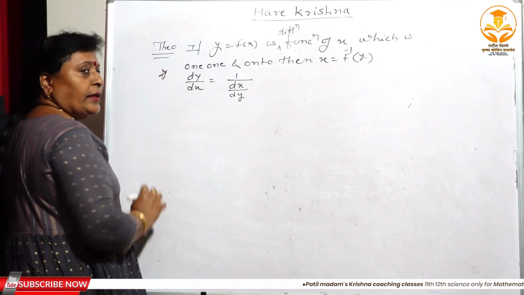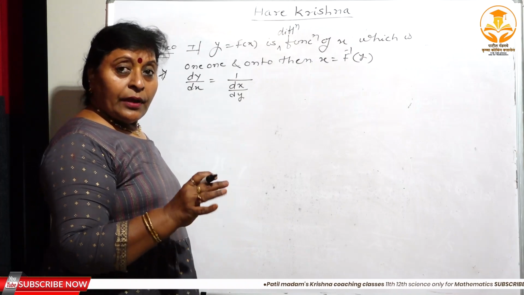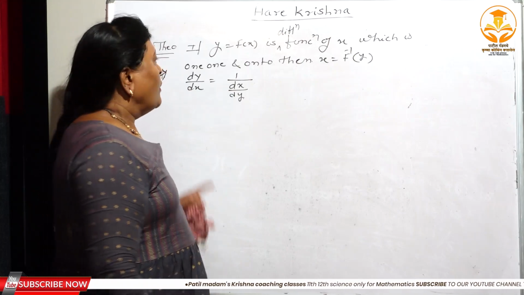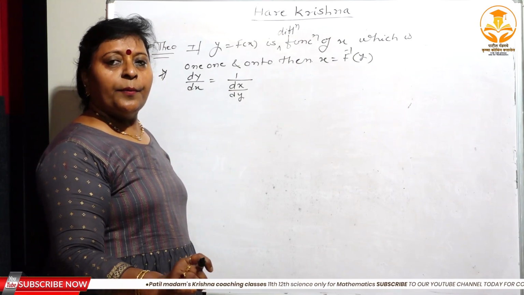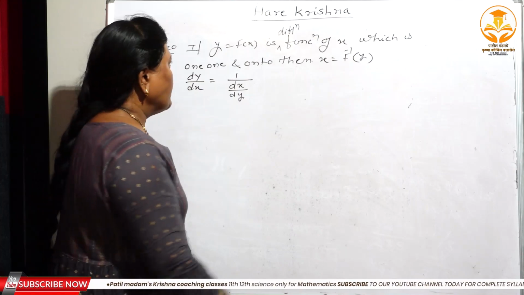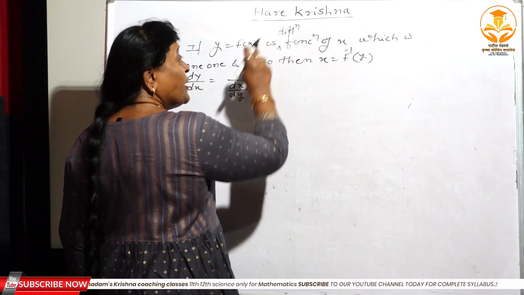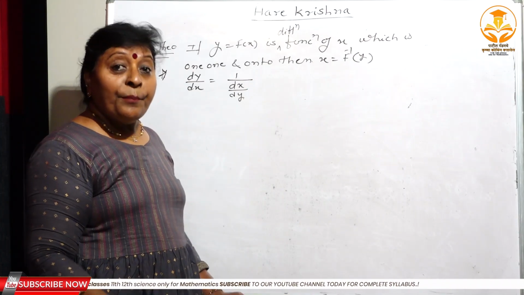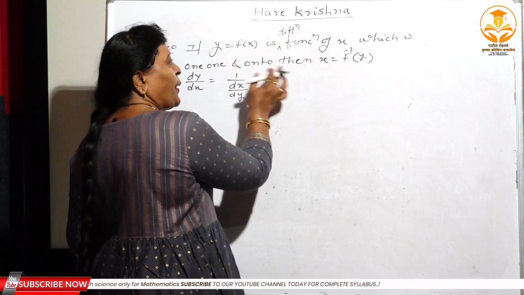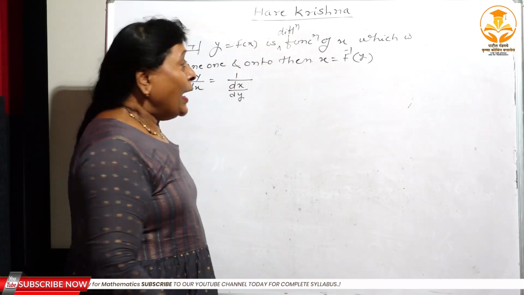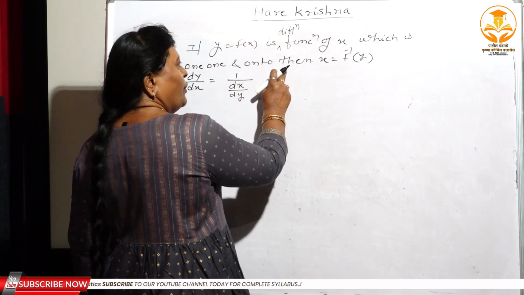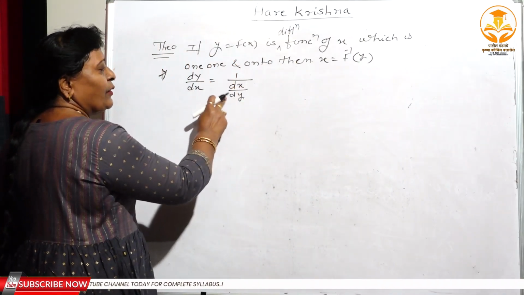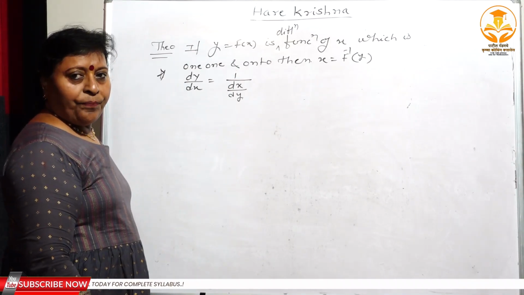Again, you have to make a star here, because sometimes they ask in the board also: what is the first important theorem? That is the chain rule. What is the second important theorem? That is the theorem on the inverse trigonometric function, isn't it? Y is equal to f of x is a differentiable function of x. What is the meaning of differentiable function? It means the derivative of y with respect to x exists, isn't it? And since it is 1-1 and onto, the inverse function also exists, then we have to prove that dy by dx is equal to 1 upon dx divided by dy, right?